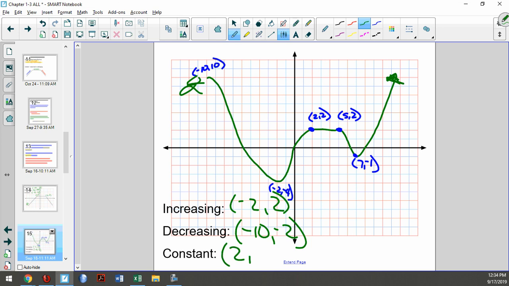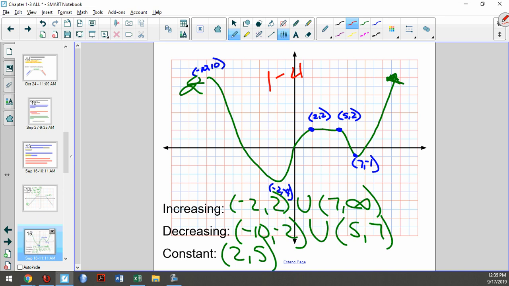And then at 2, what's happening? I'm constant at 2 until what x value? And then at 5, what happens? How do I put another interval there? Put U for union. And at 5, I start to decrease to where? 7. And then what happens at 7? Put another U for increase. So 7 to where do I stop increasing? Infinity. Do we understand that? Yes or no? This is just like problems 1 through 4 on the homework. Do we understand problems 1 through 4 on the homework so far?